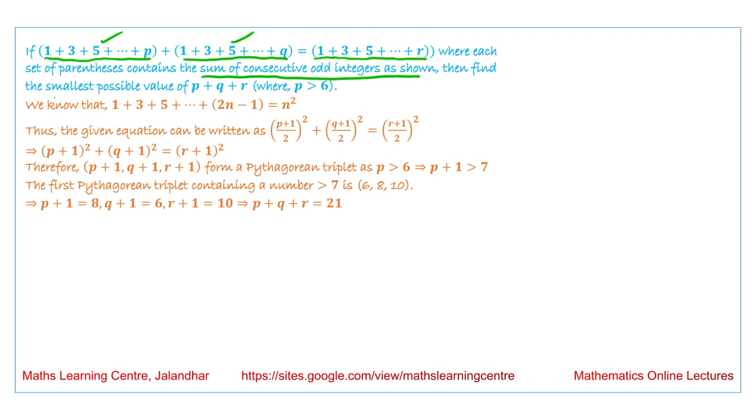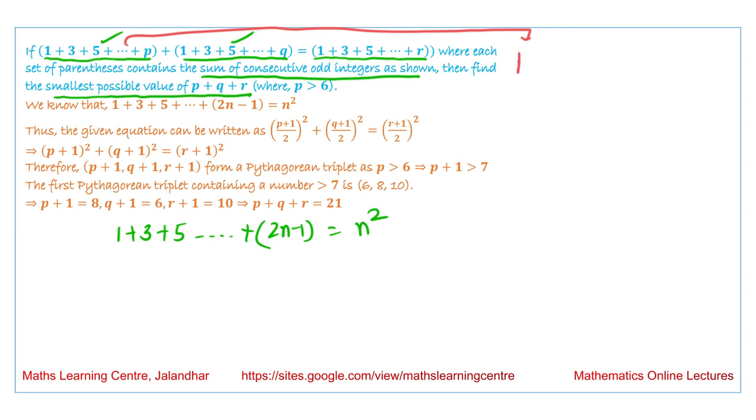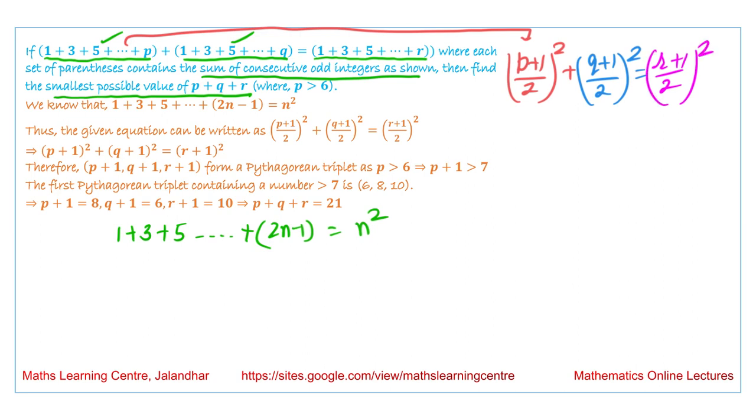Then we have to find the smallest possible value of p plus q plus r. So we are saying that 1 plus 3 plus 5 and so on up to 2n minus 1 is equal to n square. So the sum of these terms for the first bracket is (p plus 1/2) square. For the second bracket, the value we have is (q plus 1/2) square, and that is equal to (r plus 1/2) square.